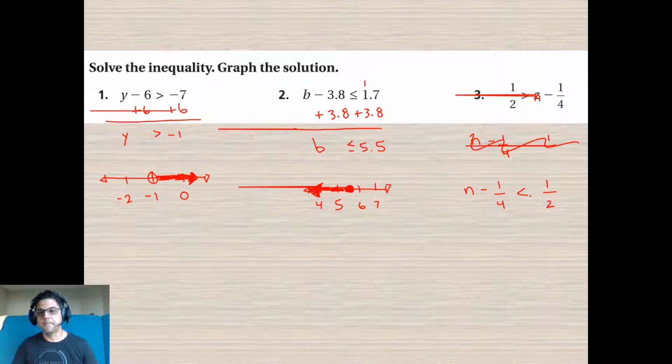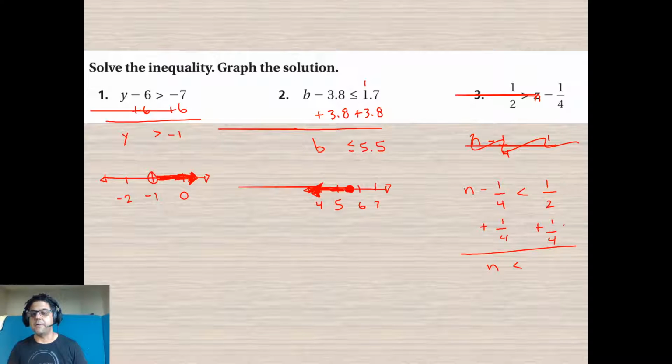There we go. Now if you notice, all of them are consistently adding. So I'm going to add 1/4. So it's going to give me N is less than, and then remember, you cannot add them currently because they do not have the same denominator. That's from chapter 2. So that means I'm going to multiply this by 2, and that's going to give me 2 over 4. So 2 over 4 plus 1 over 4 is 3/4.